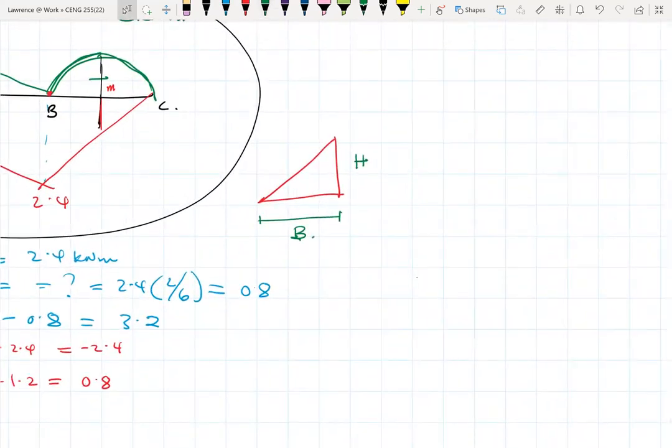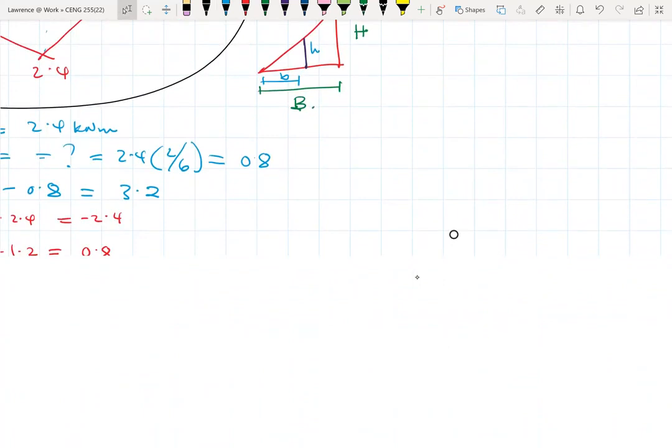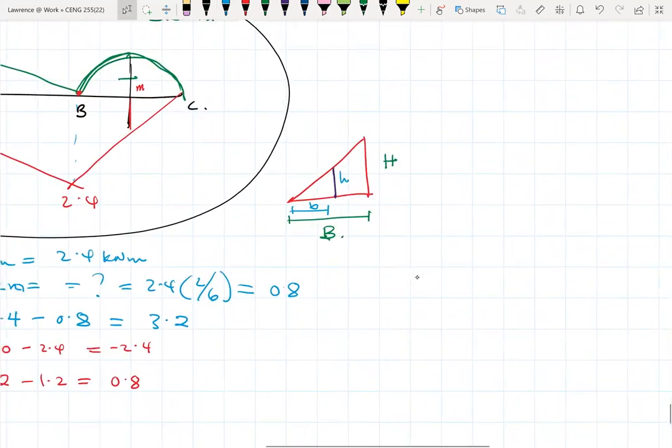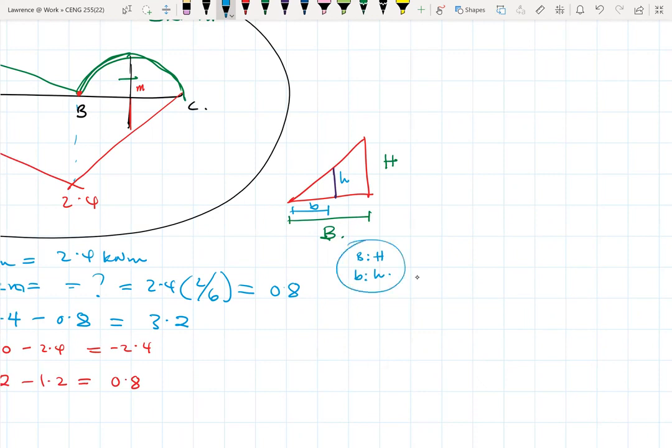If you have a shape like this, with this height being big H and this distance being big B, and I want to find another height, small h, and I know this distance small b, then per the rule of similar triangles, B is to H as small b is to small h. So we can form a ratio out of this.